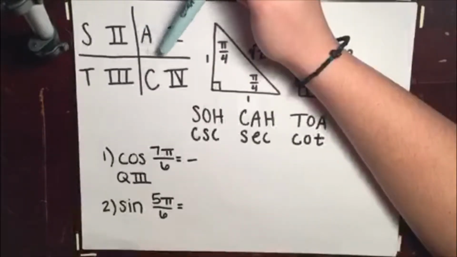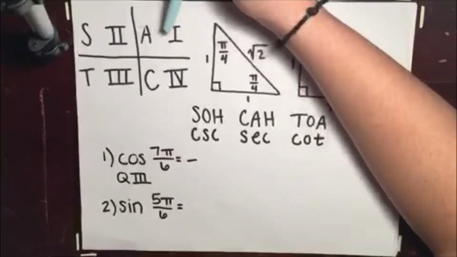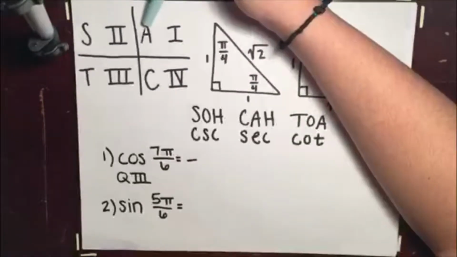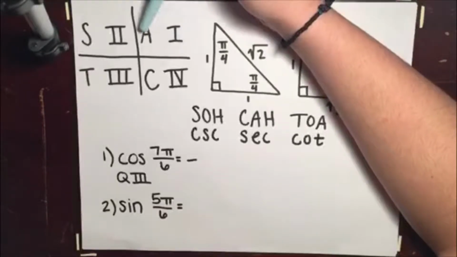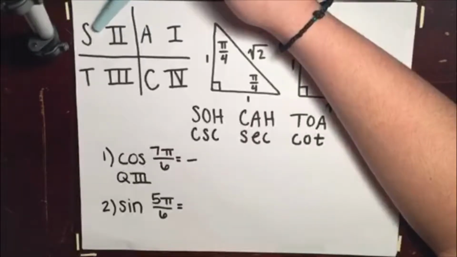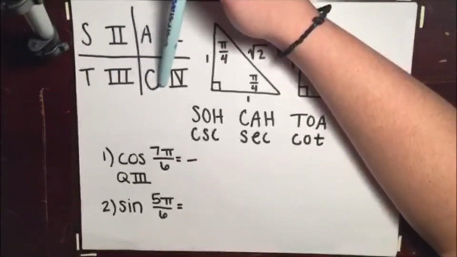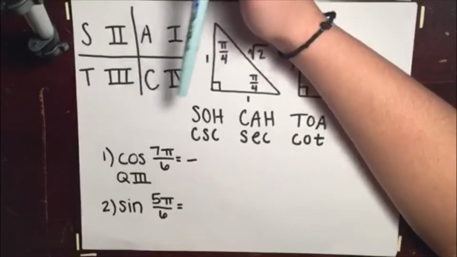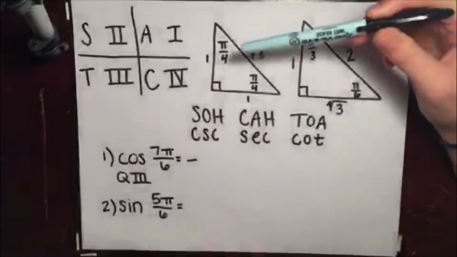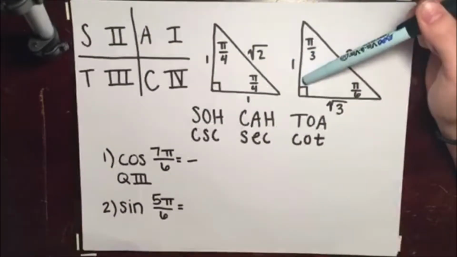So what these stand for, ASTC, is All, meaning all of the trig functions, cosine, sine, and tangent, are all positive in quadrant 1. Sine is positive in quadrant 2, tangent is positive in quadrant 3, and cosine is positive in quadrant 4. Okay? So now let's take a look at our triangles that we're going to need to know for these problems.